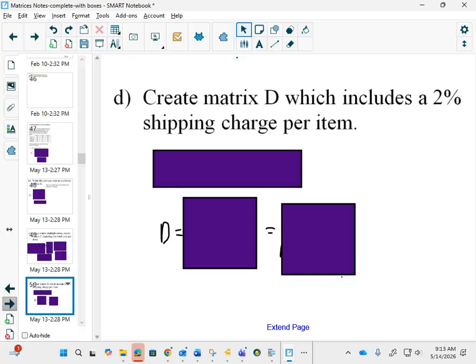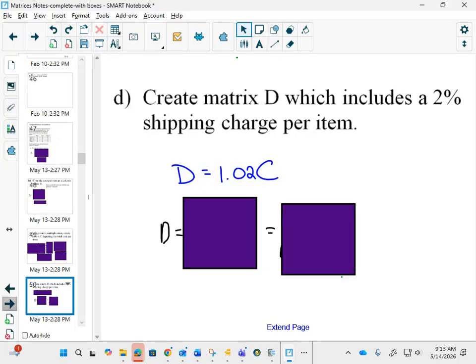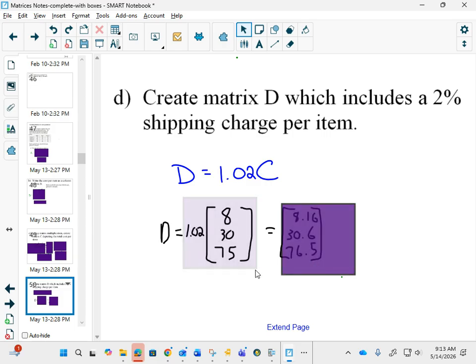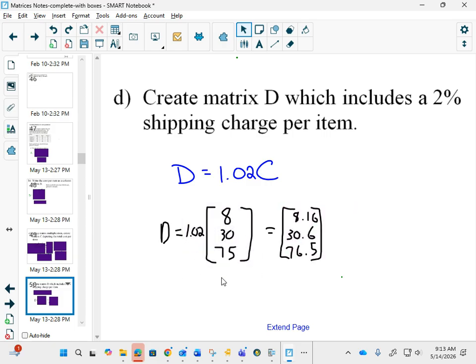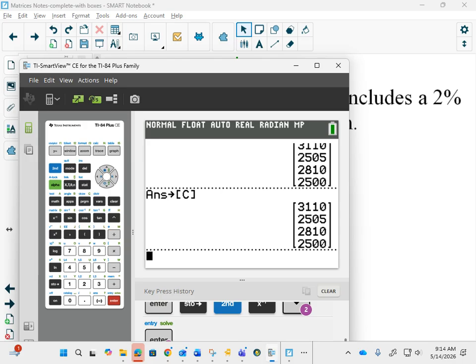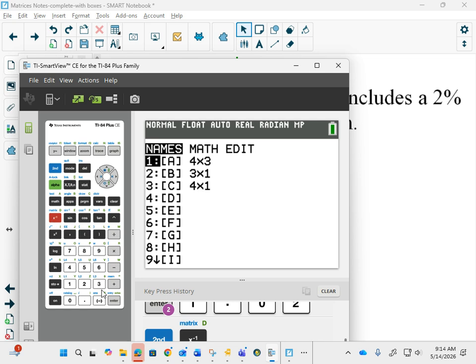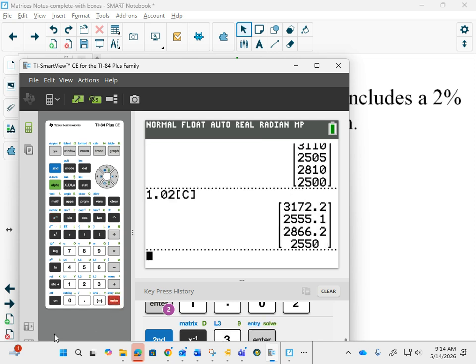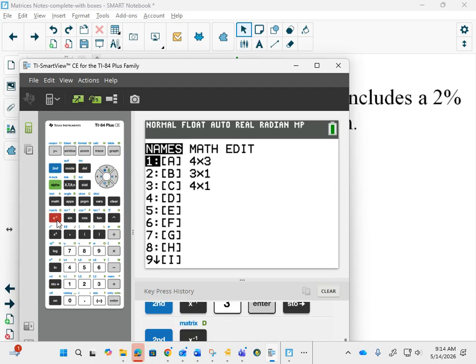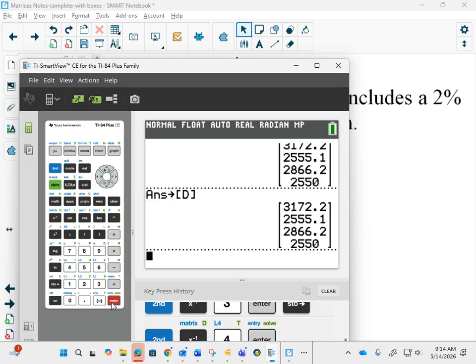Matrix D includes a 2% shipping charge. 2% would be multiplying by 1.02. I can just get this. I could, this is pretty easy, multiply each one by 1.02. Or I could go to my calculator and just do 1.02 times matrix C, and this is supposed to be matrix D, so I'll store it as matrix D. Maybe I need that later.